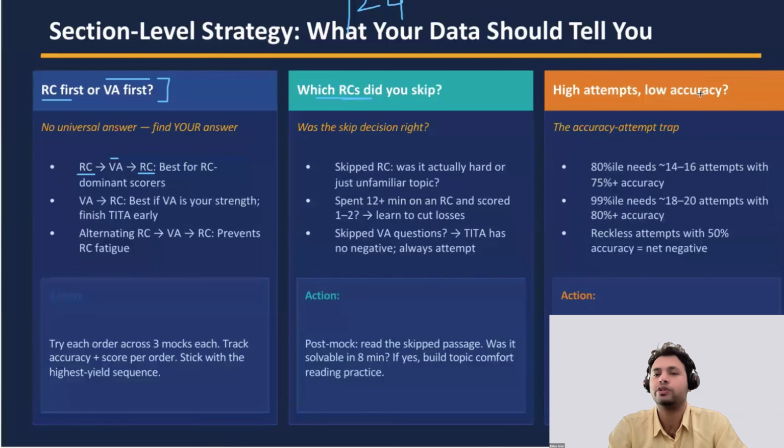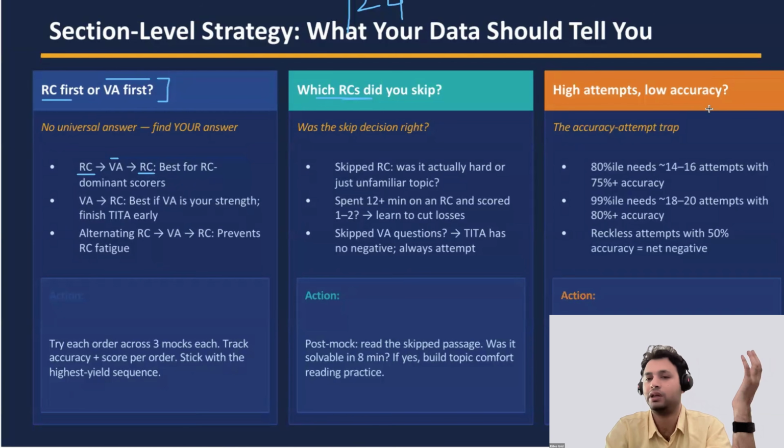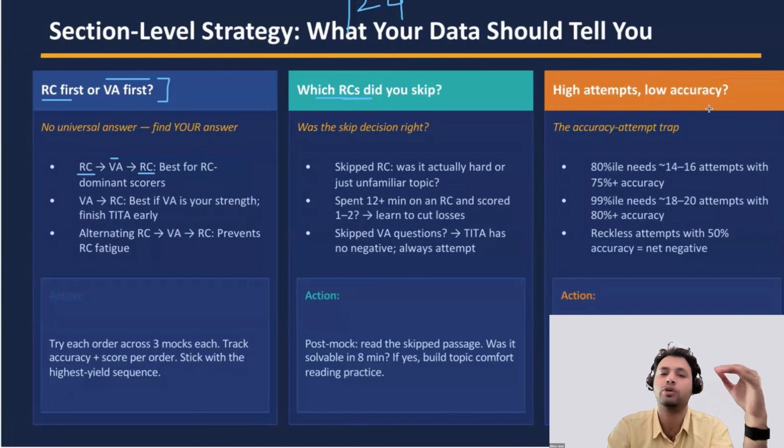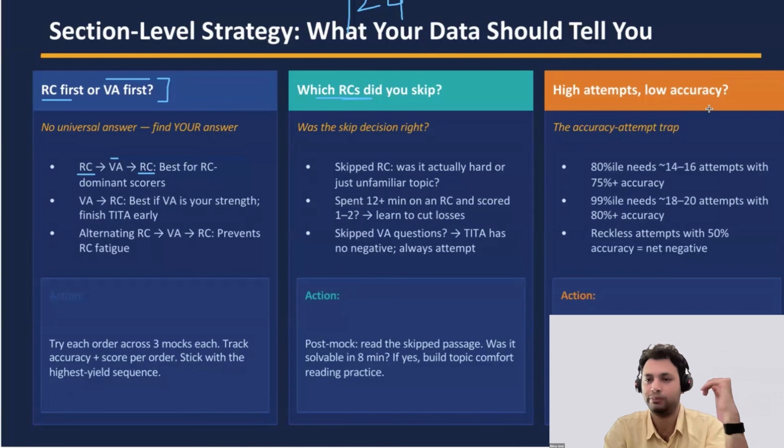At the same time, you also need to focus on what your correct ratio for attempt to accuracy is. A lot of times, if you just try to attempt very aggressively, you are going to make a lot of mistakes, which will impact your accuracy very negatively. So try reducing your attempts. Maybe if you are attempting 15 questions, try to get to a place where you are just attempting 9 or 10 questions. See how that impacts your accuracy. In the next mock, try to attempt 12 questions. See how that impacts things.